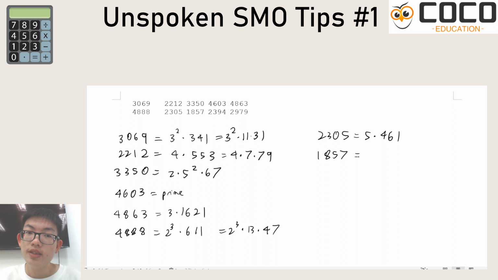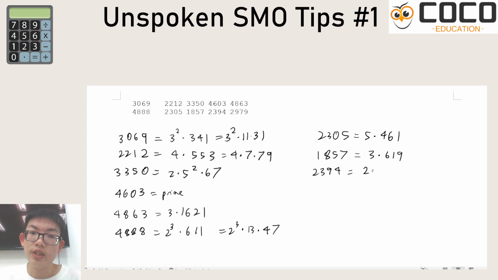1857 next. 1857 is divisible by 3. And then you have this 619. That certainly looks prime. And I am pretty confident that it is.